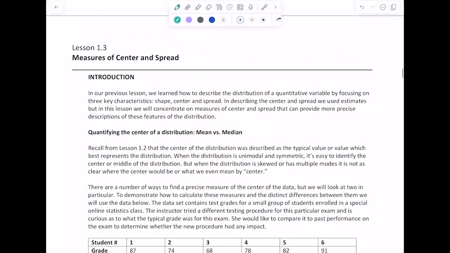Hi everyone, and welcome to lesson 1.3, which is measures of center and spread. So in the last class, we talked about how to describe a distribution, and we want to remember that whenever we're asked to describe a distribution of a quantitative variable, we want to talk about three characteristics, which are shape, center, and spread. Today we're going to focus on how to actually quantify the word center, and we're going to look at a way to quantify the spread of our data values as well.